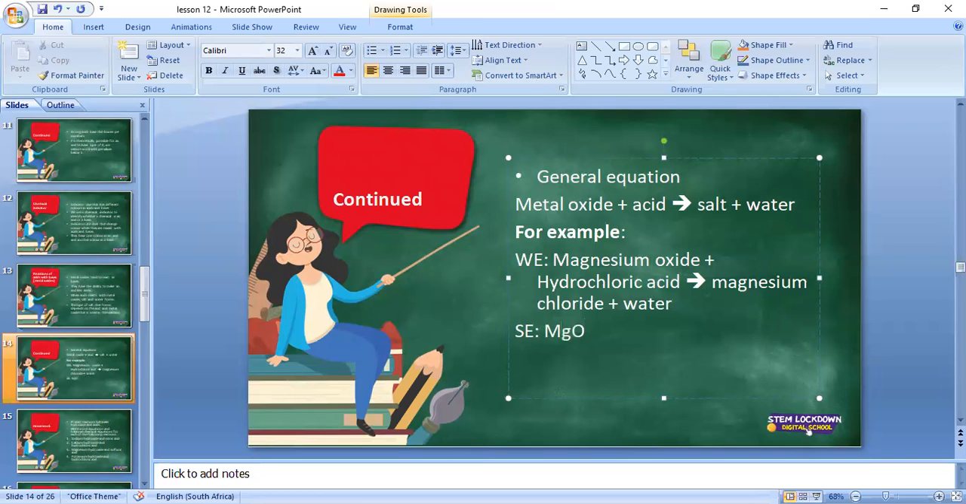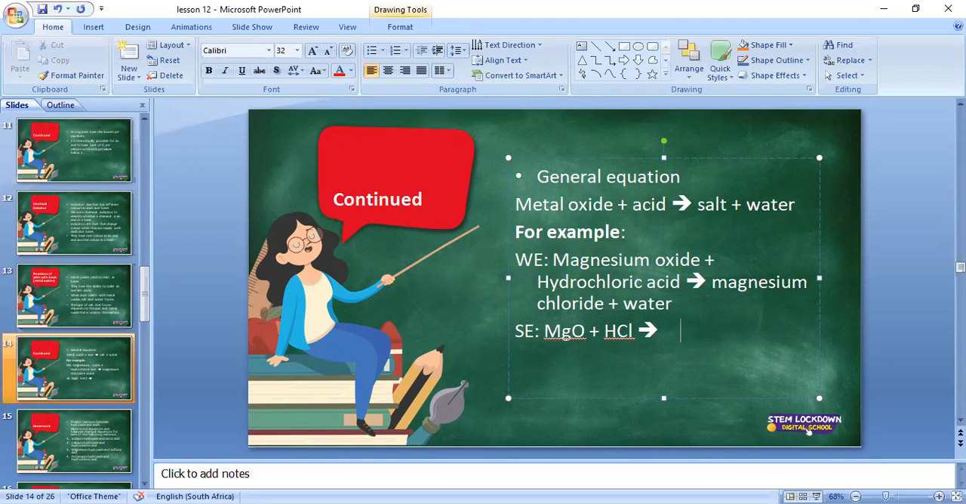MgO reacts with what? Hydrochloric acid. It's HCl. What do we get? What do we get, grade nines? We get magnesium chloride. How do we write magnesium chloride, grade nines? Who wants to show me? Has someone written anything?